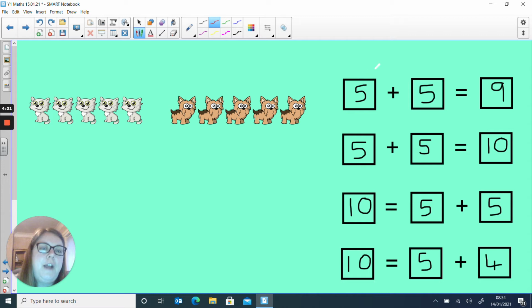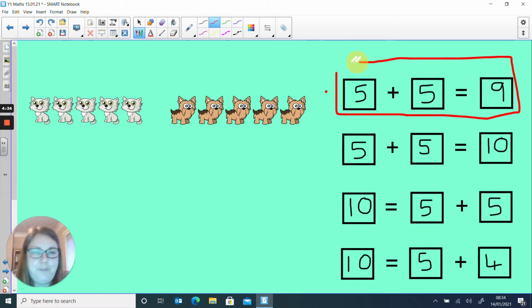So I've written 5 add 5 equals 9. Does 5 add 5 equal 9? No, it doesn't, does it? And I know you all probably know that, because 5 add 5 is the one that everybody always says for number bonds to 10, isn't it? 5 add 5 does not make 9. 5 add 5 makes 10. So, next one, 5 add 5 equals 10. Have I got that one right? I have. So, hopefully you didn't write that one down.